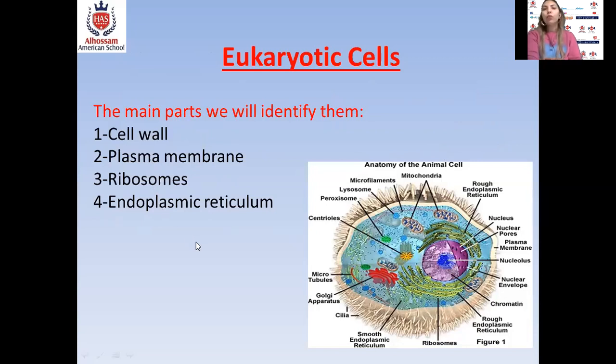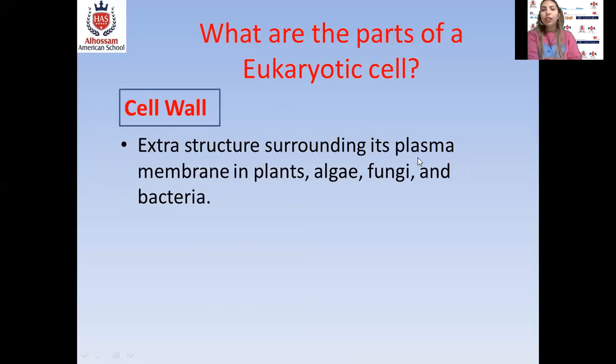So let's start with cell wall. What is the meaning of cell wall? An extra structure surrounding the plasma membrane in plants, algae, fungi, and bacteria. So algae and fungi and bacteria also have a cell wall. And the cell wall material in plants differs from algae, fungi, and bacteria.